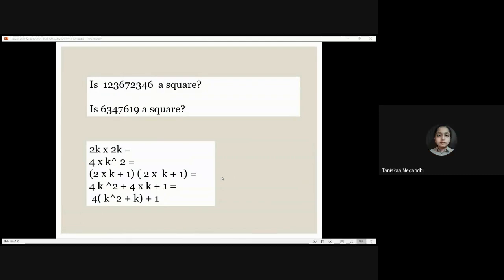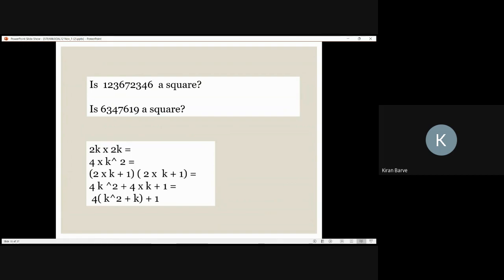Now (2k plus 1) square is 4k square plus 4k plus 1. 4k square and 4k are divisible by 4. So when divided by 4, the remainder has to be 1. If it is a square, the remainder on division by 4 has to be 1. And for division by 4, you just check the last 2 digits. Divide 19 by 4. What is the remainder?